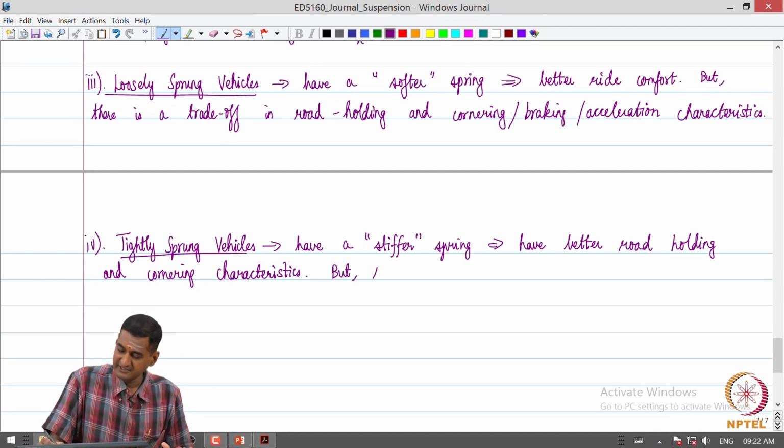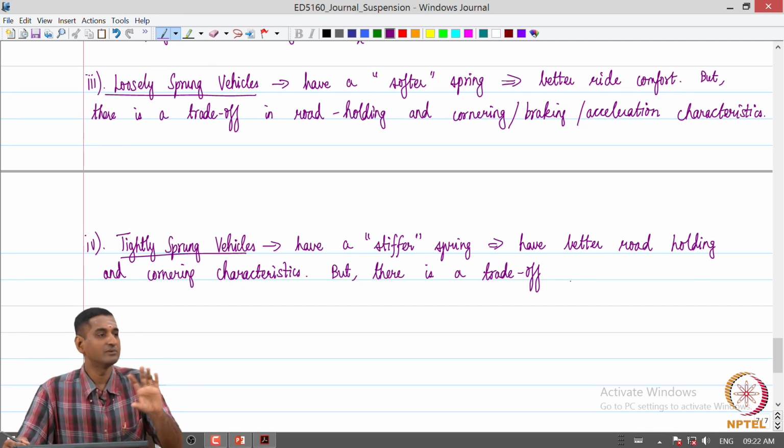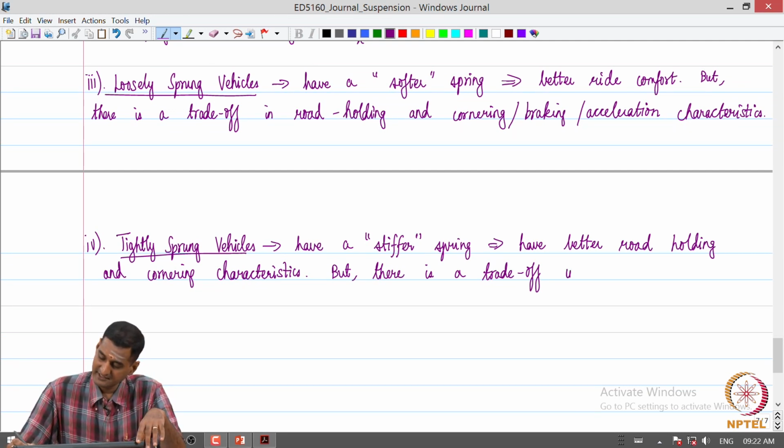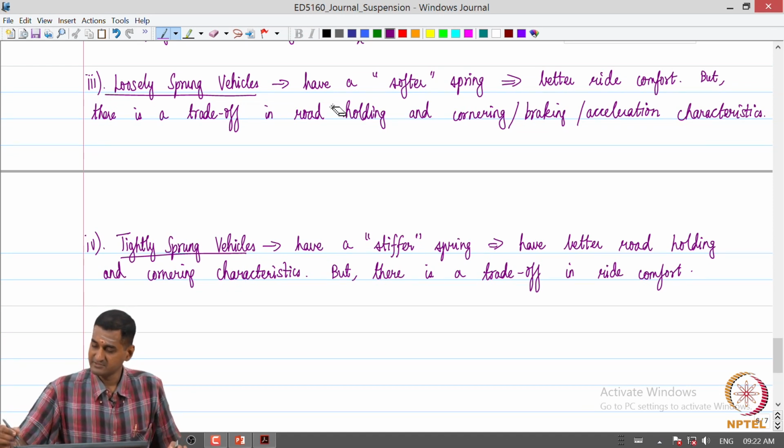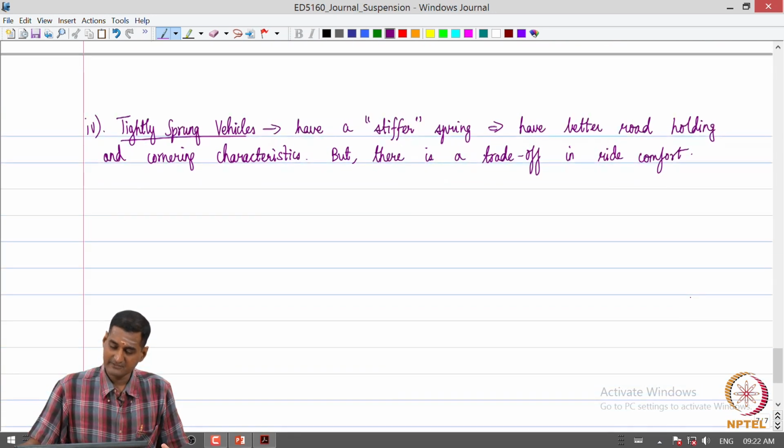On the other hand, there is a trade off in ride comfort. So, we can immediately see the challenge in suspension design. We want to have a balance between the various conflicting requirements of an automotive suspension. So, these are some terms.